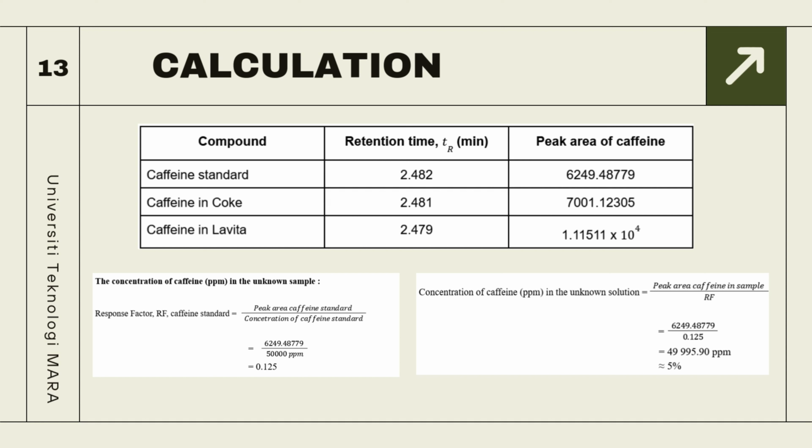Next, we proceed to calculate the RF. So, 6,249.48779 divided by 50,000 ppm, and we get 0.125. Next is the concentration of caffeine in the unknown solution. We divide the peak area of caffeine in the sample, 6,249.48779, by the RF of 0.125, and this will give us 49,955.90 ppm. To convert this, divide it by 10 to the power of 4, and the result is approximately 5%.